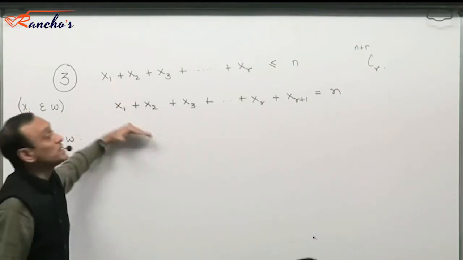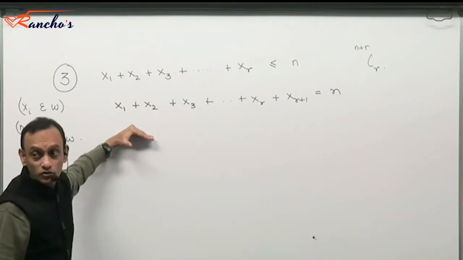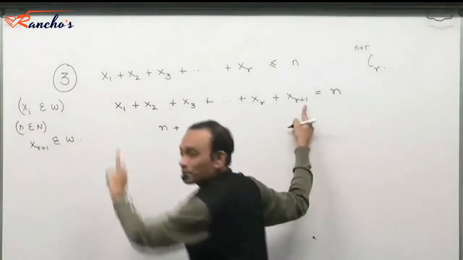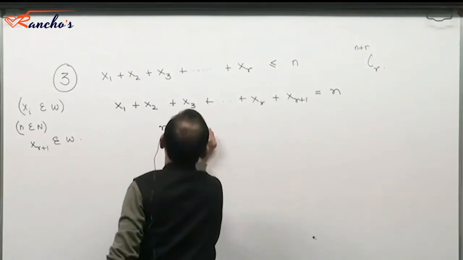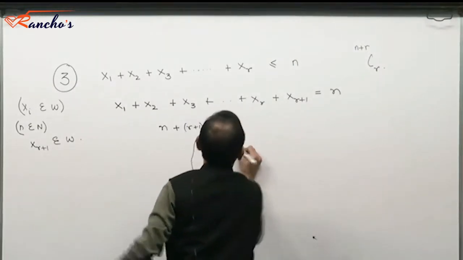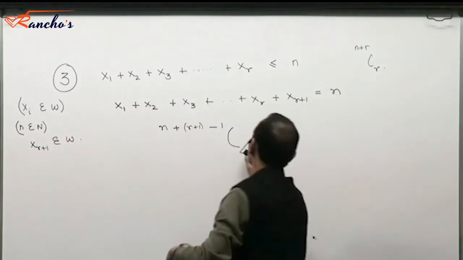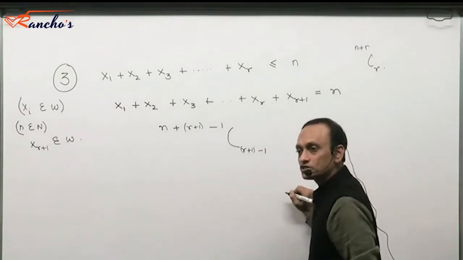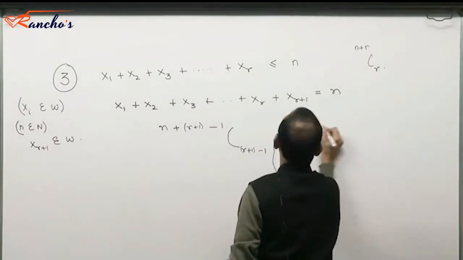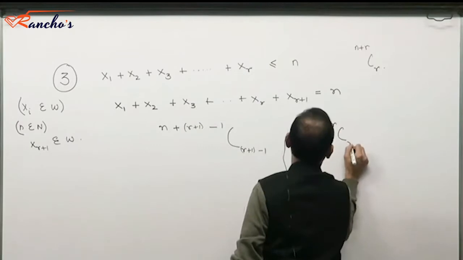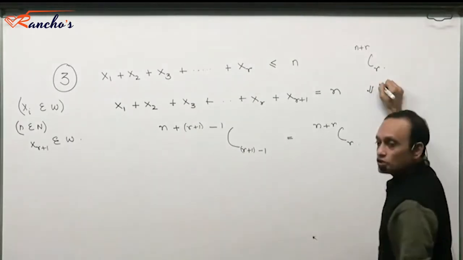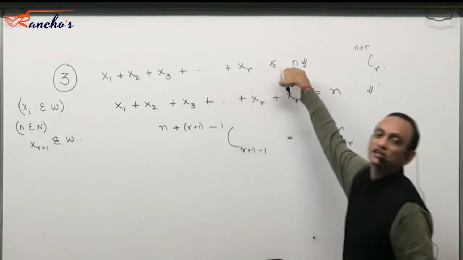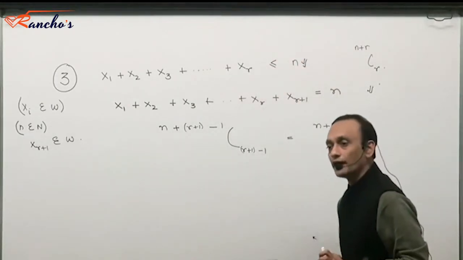Yes or no? And the number of whole number solutions to this equation is going to be given by n plus, instead of r you have r plus 1, minus 1, C r plus 1 minus 1, right? That will be the number of whole number solutions to this equation. So that makes it n plus r C r. That's the number of whole number solutions to this, and that will give me the number of whole number solutions to this inequality. Does it make sense to all of you, right?